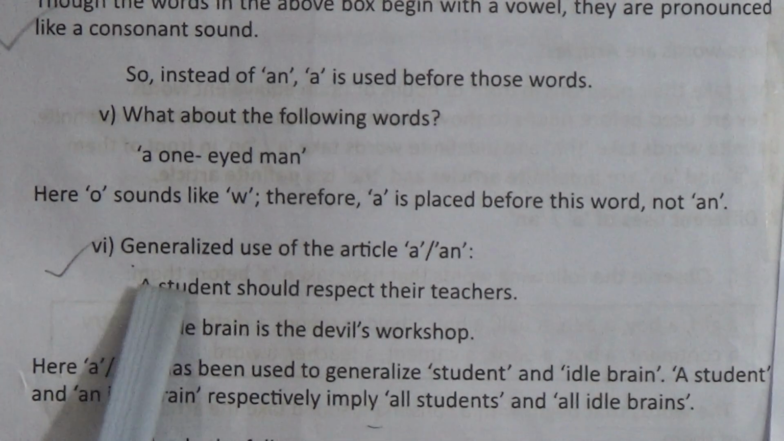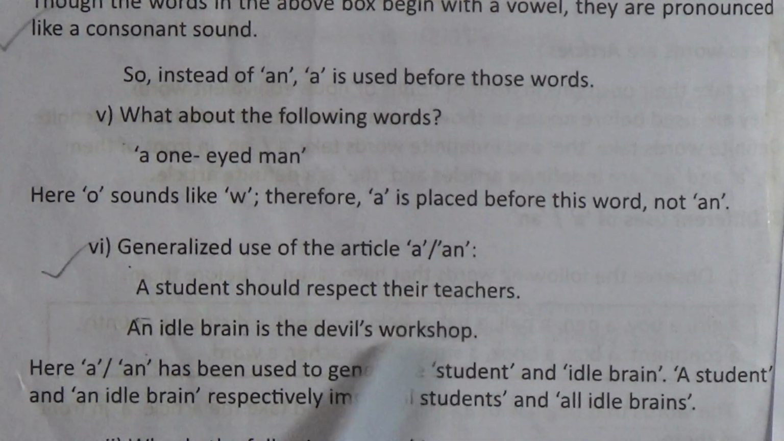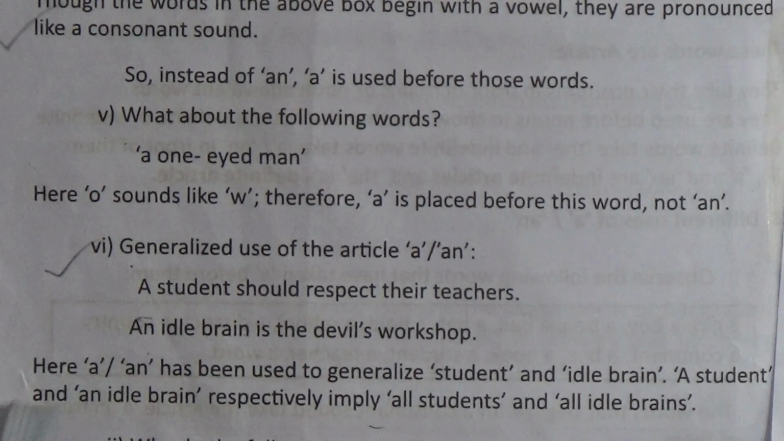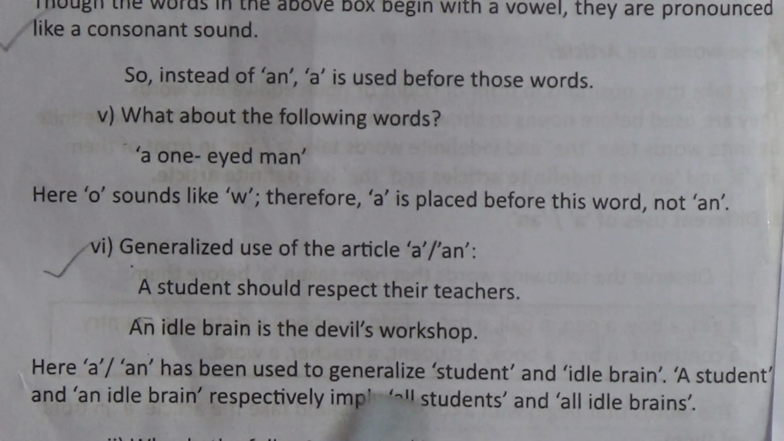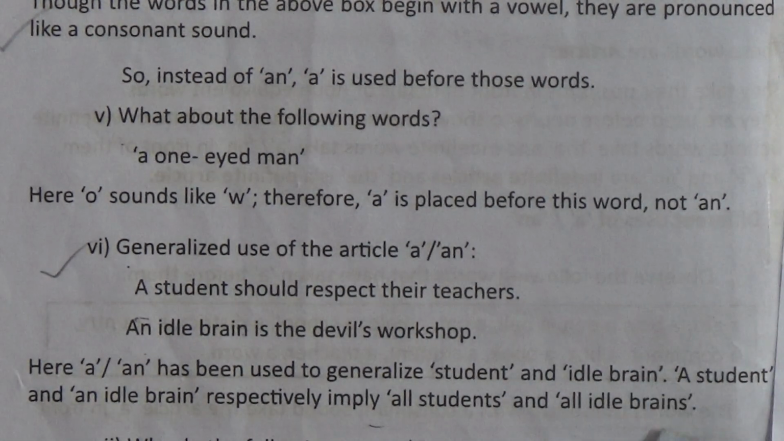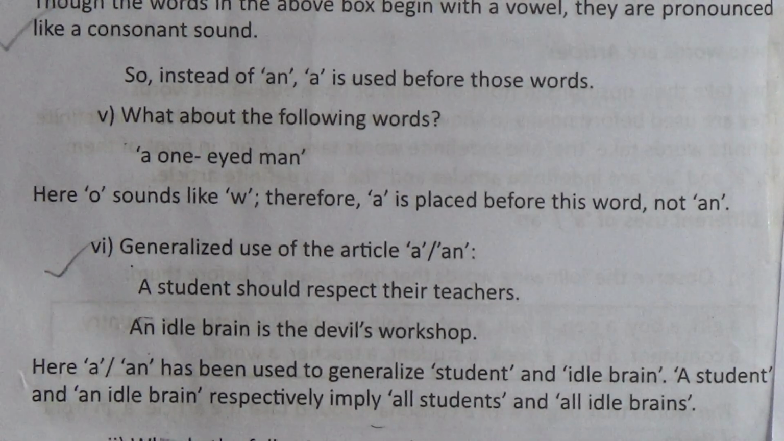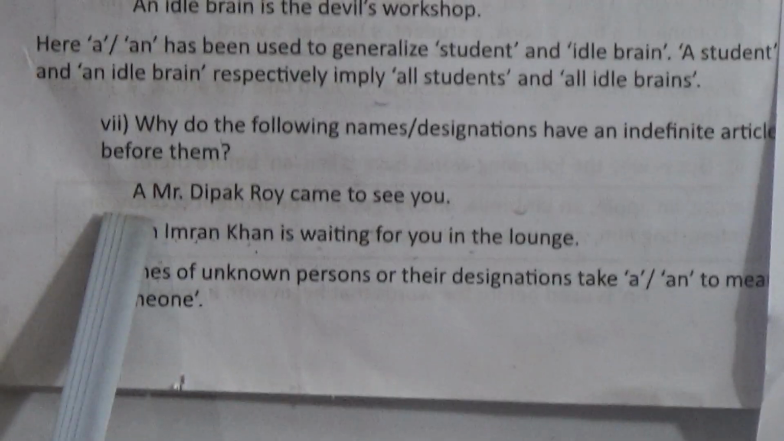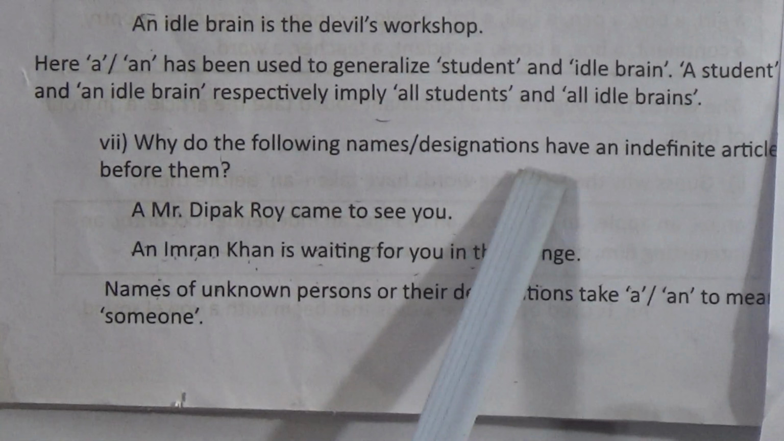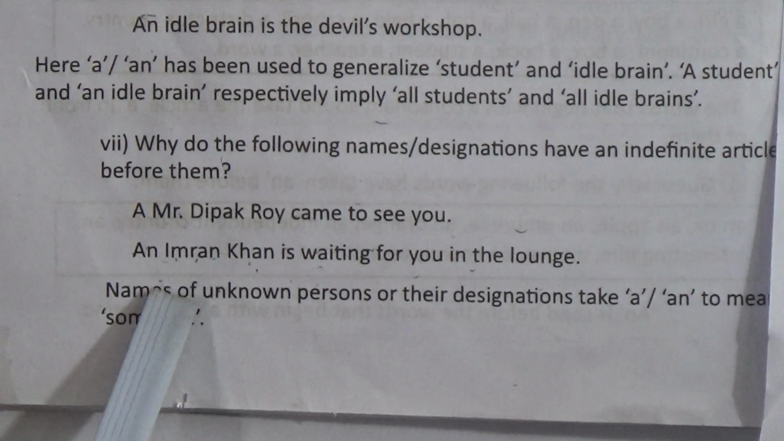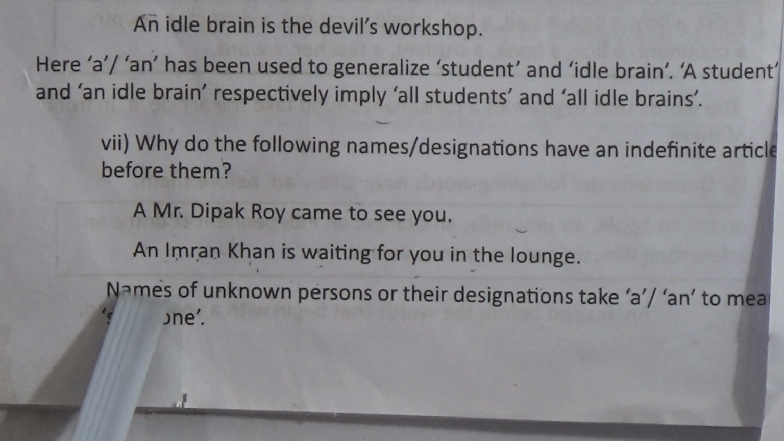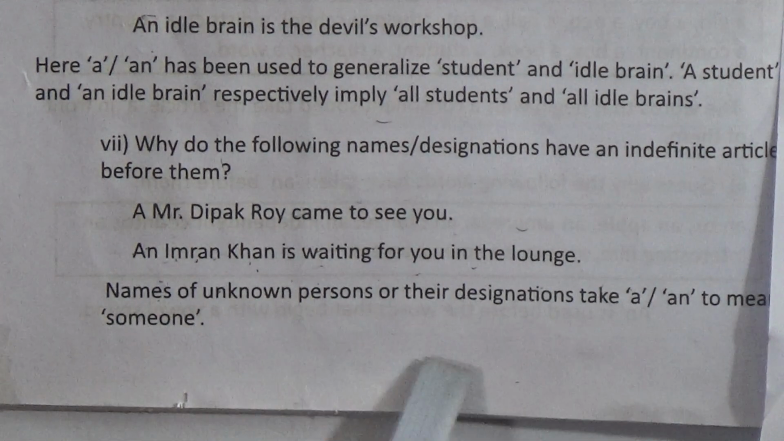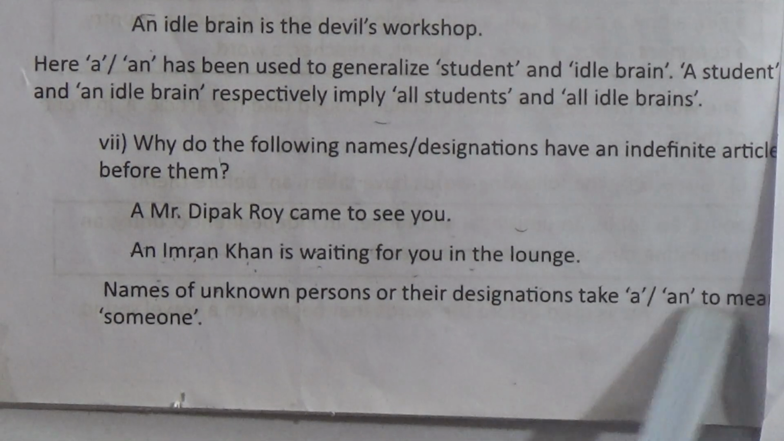Now number 6, generalized use of the article A or AN. Our students should respect their teachers. An idle brain is the devil's workshop. Look here, A/AN has been used to generalize student and idle brain. A student and an idle brain respectively imply all students and all idle brains. Why do the following names and designations have an indefinite article before them? Mr. Deepak Roy came to see you, and Imran Khan is waiting for you in the lodge. Names of unknown persons or their designation take A/AN to mean someone.